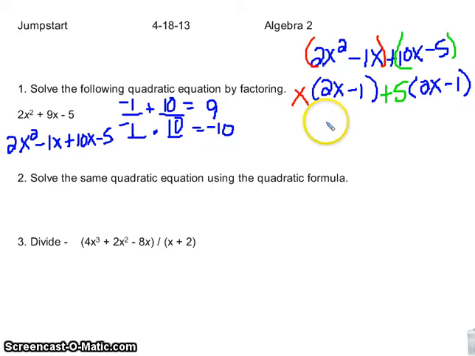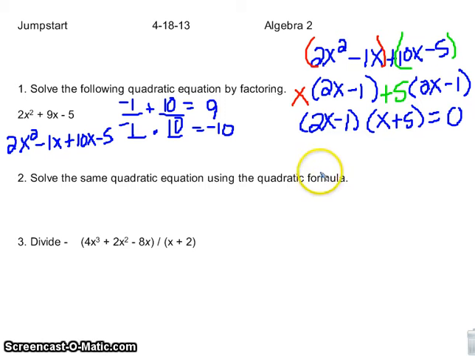2x minus 1. So one of my factors is 2x minus 1, and the other factor is x plus 5. So I'm solving the equation by factoring. So now that I've factored it, I'm still not done. What do I have to do with both of those? Set them equal to 0. We're going to set that equal to 0.